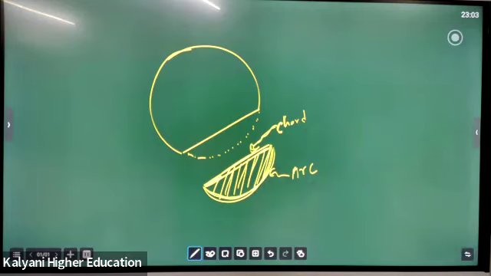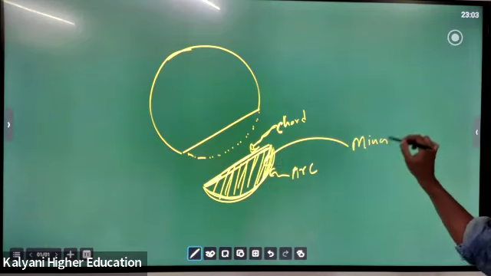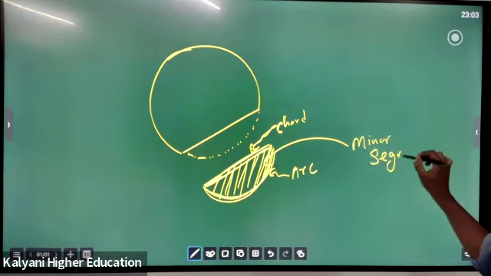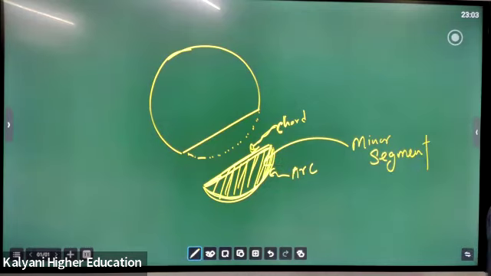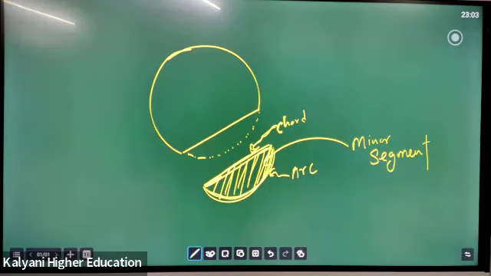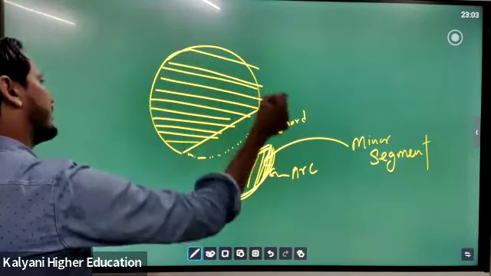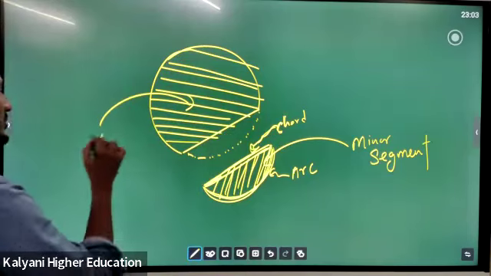So which segment do we call this? Minor segment. And the other part, if I cut this part, another part is there. Here we have again a bigger part, bounded with the chord and arc. So it's also a segment, no doubt.